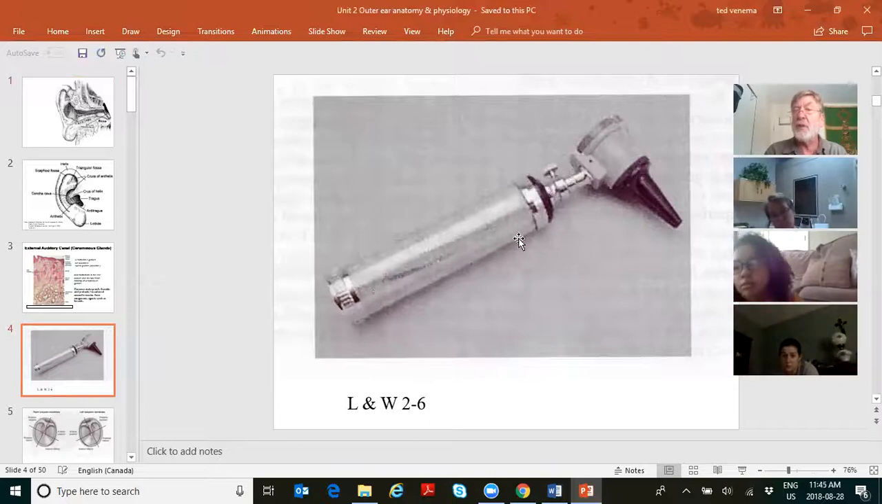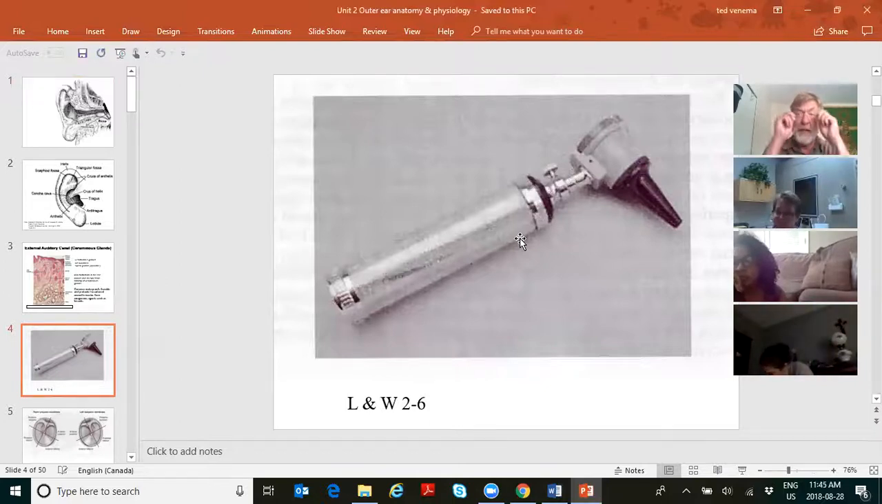Okay, you will be learning about how to look in people's ears, because you can't take ear mold impressions if the ear canal is full of wax. You need to look in the outer ear to see if it is indeed filled with wax and whether the doctor or nurse has to clean out the ear first before you can begin to take an ear mold impression.